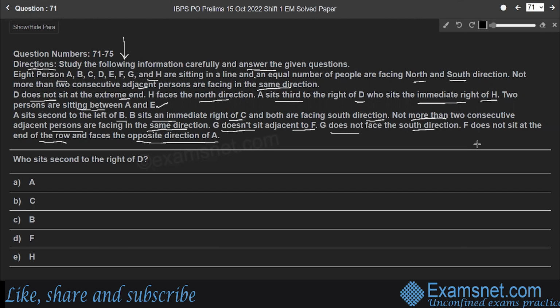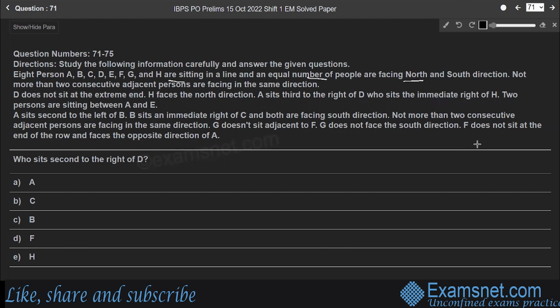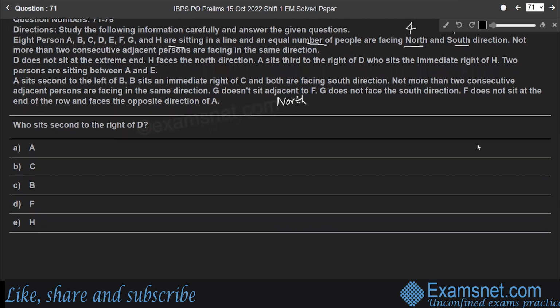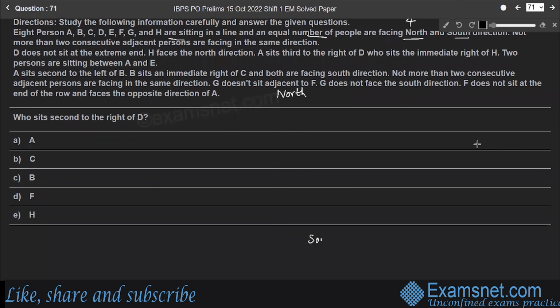So consider these points one by one. Here it is given that 8 persons are sitting in a line and an equal number of people are facing north and south. That means 4 people are facing north, 4 people are facing south direction. We'll consider north and south direction here.